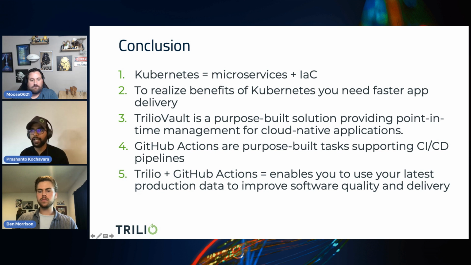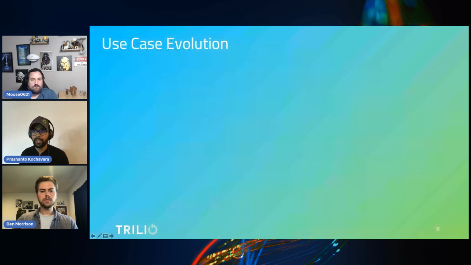GitHub Actions, as we all know, are purpose-built tasks supporting CI/CD pipelines. And what Trilio and GitHub Actions together are providing you is the capability to continually test with production data to increase the software quality and delivery process for your customers.